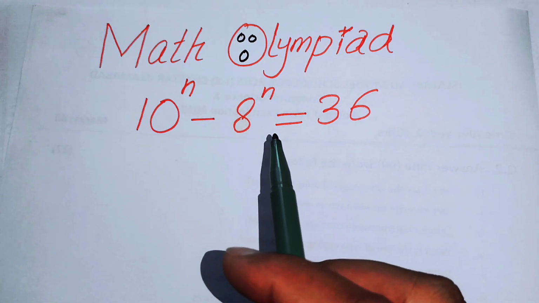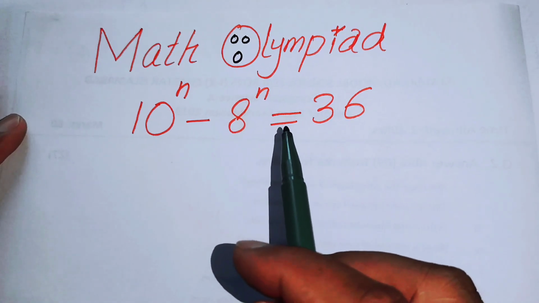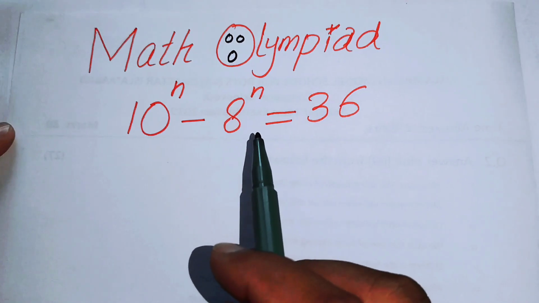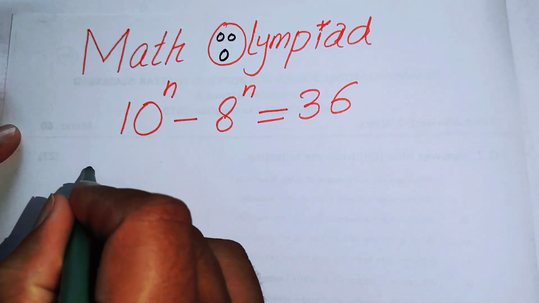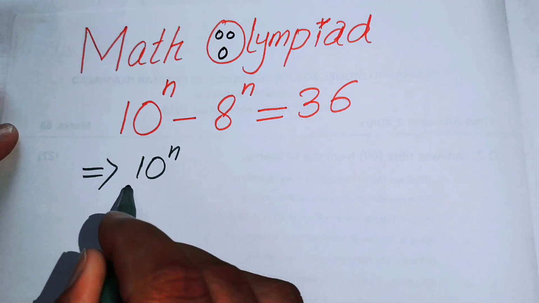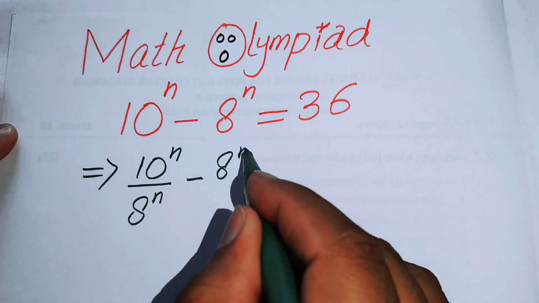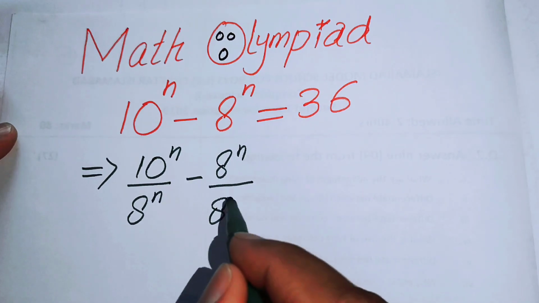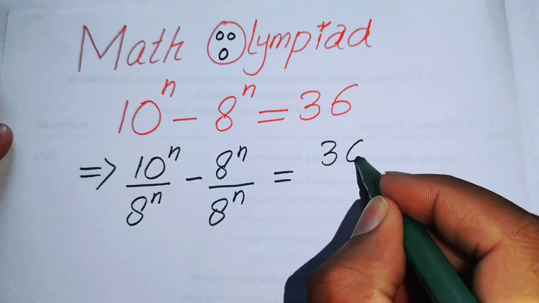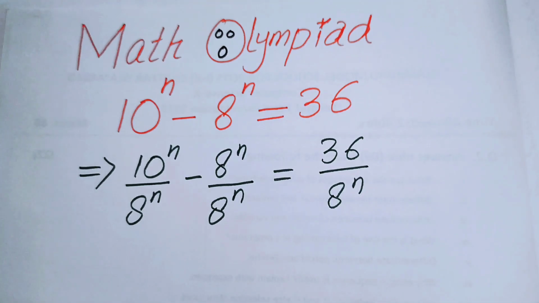So the very first thing we are going to do is divide both sides by 8 to the power of n, and we will get 10 to the power of n over 8 to the power of n minus 8 to the power of n over 8 to the power of n is equal to 36 over 8 to the power of n.